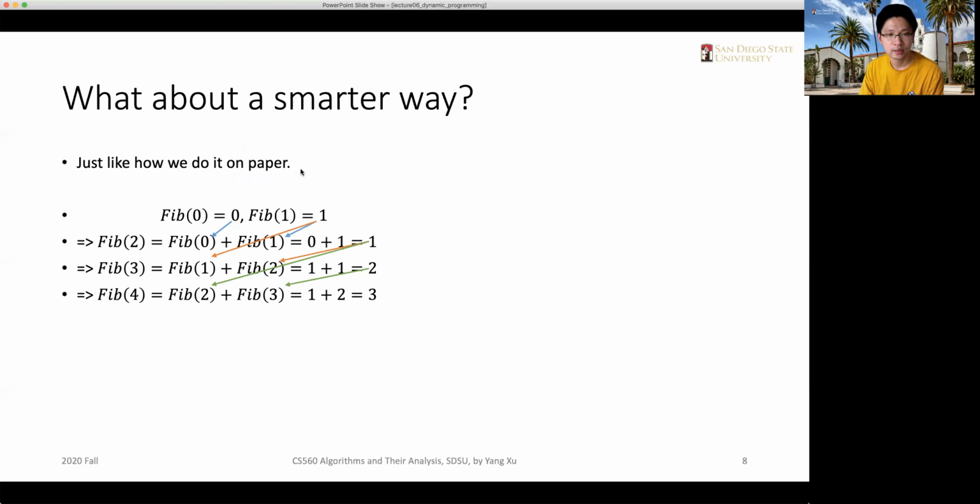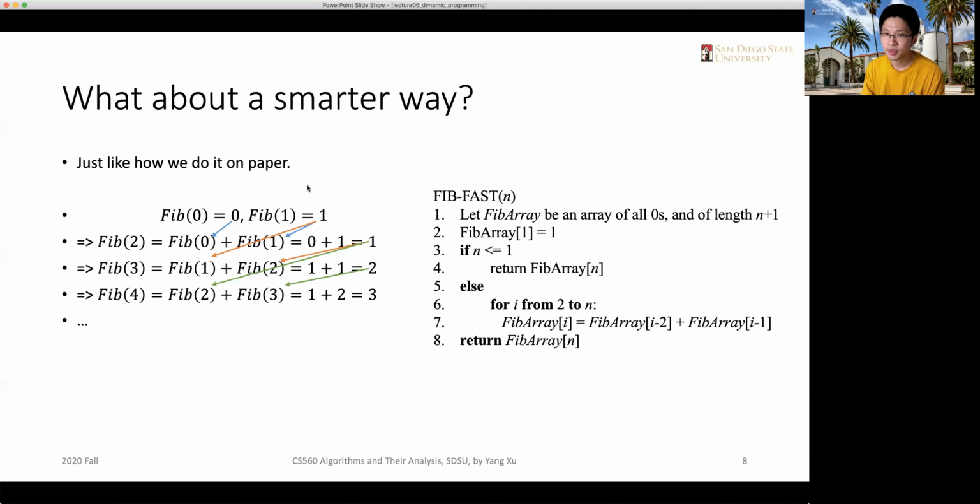Okay. So based on these thoughts, we can implement a very efficient algorithm for solving the Fibonacci problem in a fast way. Okay. So we call it Fib Fast. It also takes the input integer number n, okay? So first of all, it will allocate an array called Fib array that contains all zeros, and it is of length n plus 1.